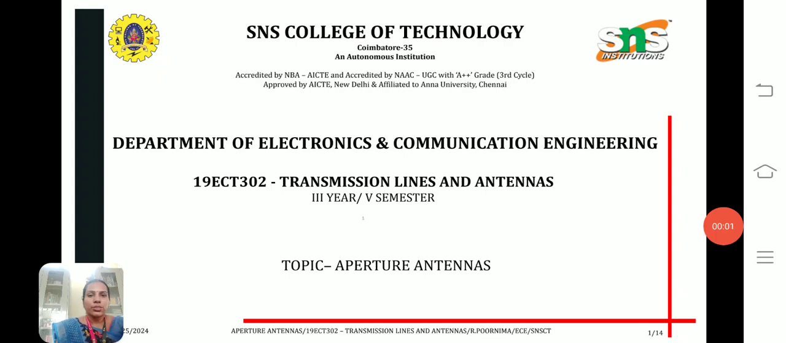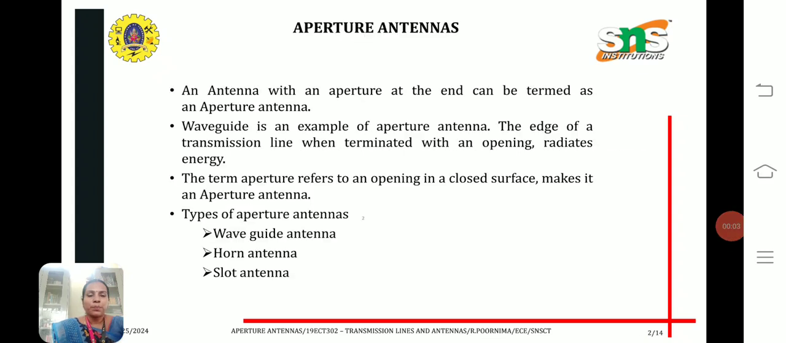Welcome to this video lecture on the topic aperture antennas. So an antenna with an aperture at the end is termed as the aperture antenna. Waveguide is an example of aperture antenna. The edge of the transmission line when terminated with an opening radiates the energy. The term aperture refers to an opening in a closed surface, which makes it an aperture antenna.